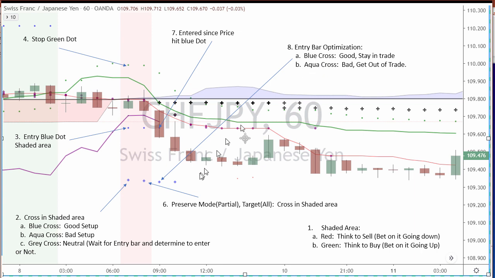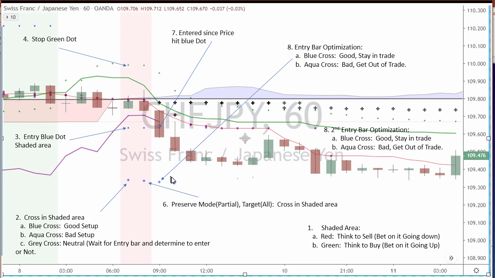Okay? Then after that bar, there's the next bar that comes. So we have a 2-bar optimization. One is at the entry and one is on the next bar. As soon as this bar opens, check that cross again to make sure it's still blue. If it's still blue, then you're good. But if the cross on the second bar is aqua, then that means it can go for a drawdown. If it could go for a drawdown, it could sit there and reverse on you.